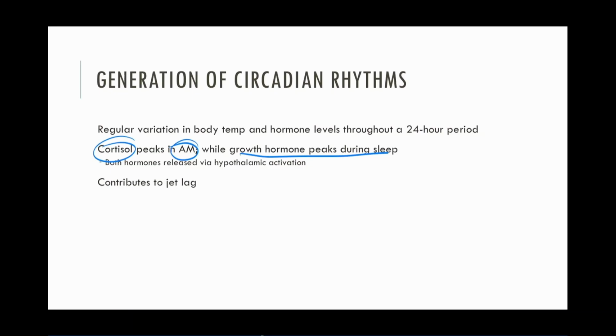And all these things contribute to jet lag, because if you're used to 7 or 8 o'clock in the morning, that cortisol spikes, and you go to California, even though it's 4 a.m., it's still 7 a.m. according to your brain clock, and you'll wake up at 4 in the morning with jet lag.